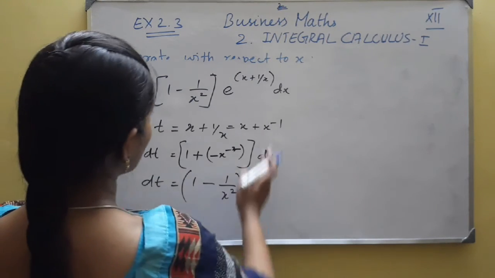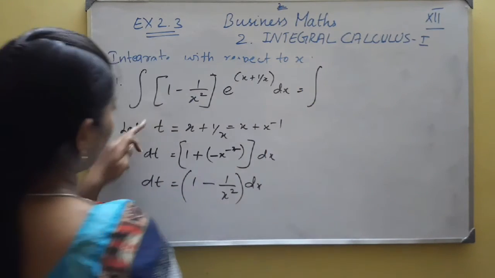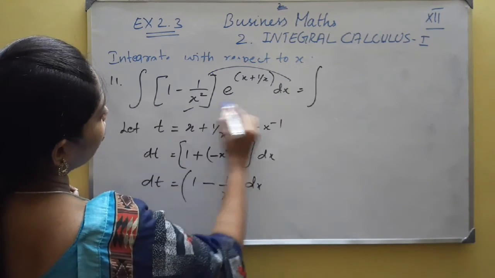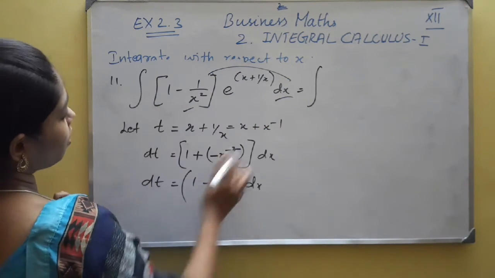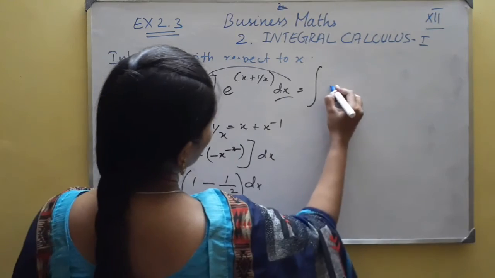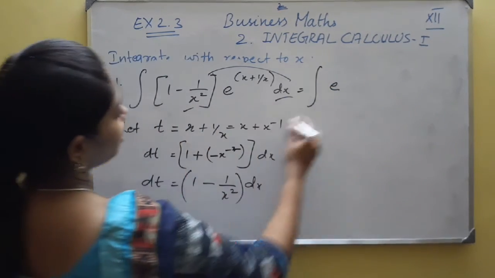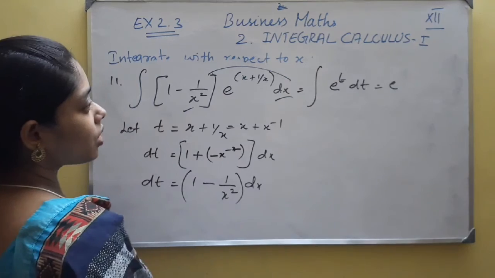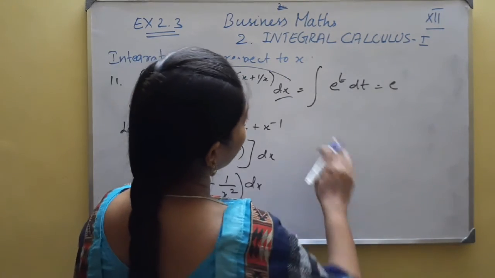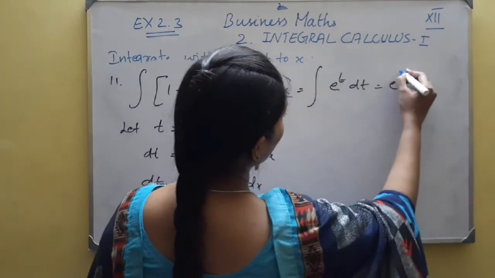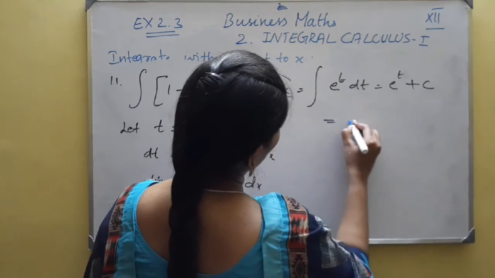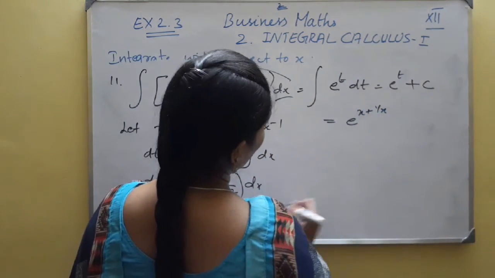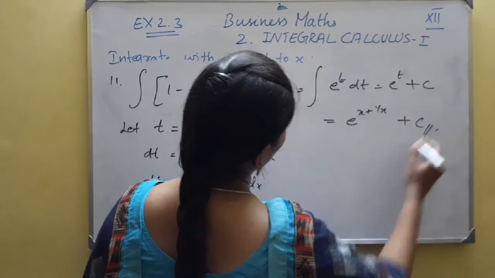I am going to use this part in the given question. Instead of (1 minus 1 by x squared) dx, I can write dt. So this is actually e^t into dt. While integrating e^x with respect to x, I will get e^x. Same way integrating e^t with respect to t, I will get e^t plus c. What is my t value by this substitution? x plus 1 by x. So plus c. This is my required solution.